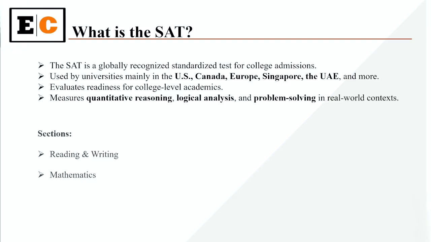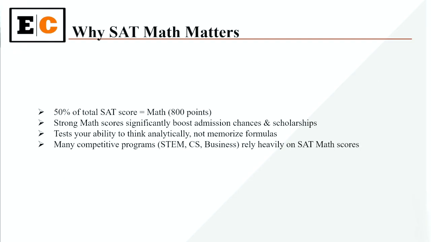Similarly, SAT has two sections, reading and writing, and mathematics. Reading and writing has a very deep part about English, and in this lecture series, we will be learning about mathematics. Without further ado, let's explore SAT and why it matters. SAT matters because the SAT score has a total of 1600.